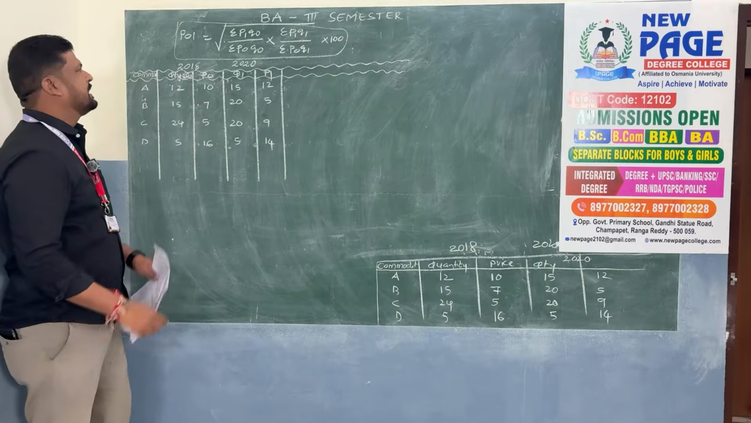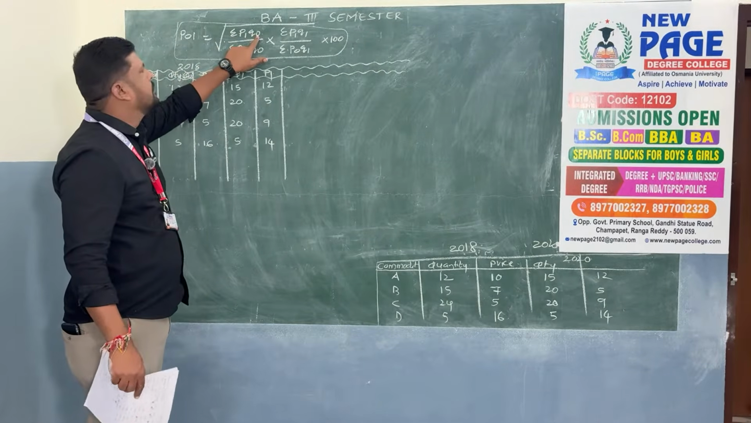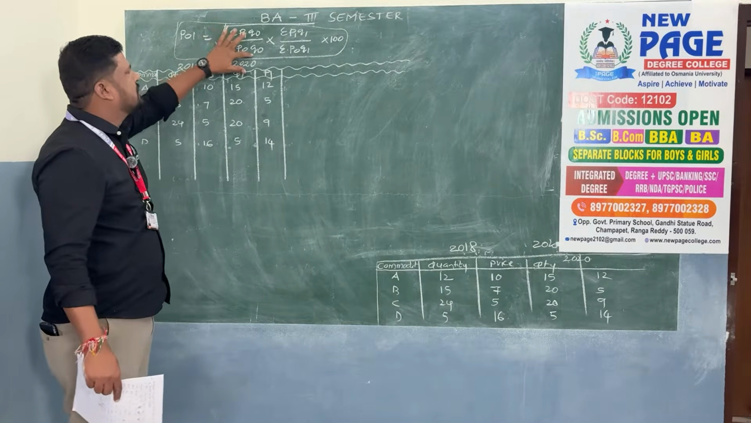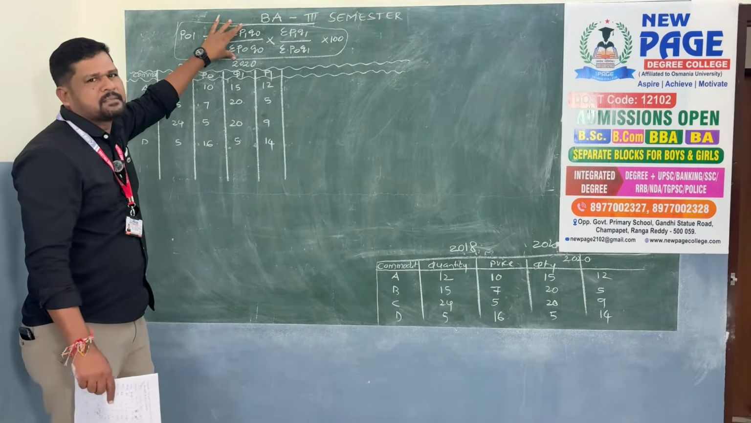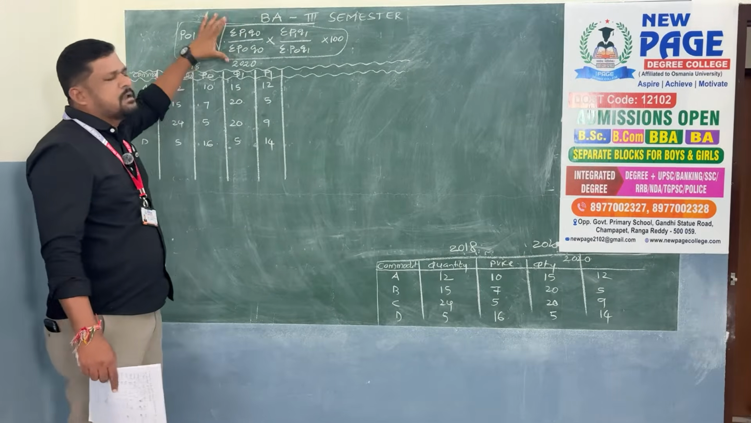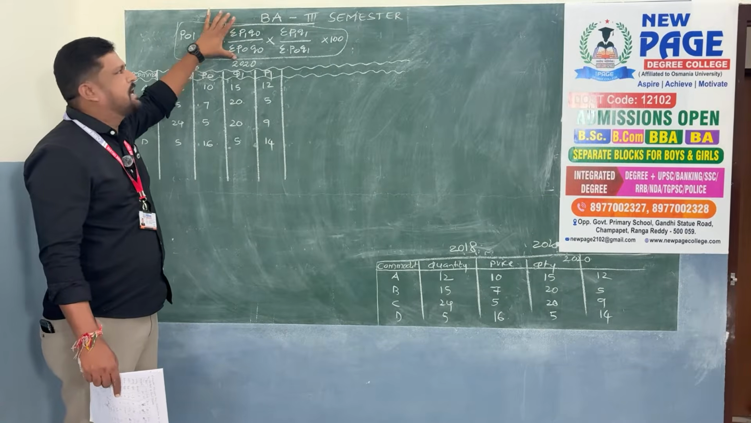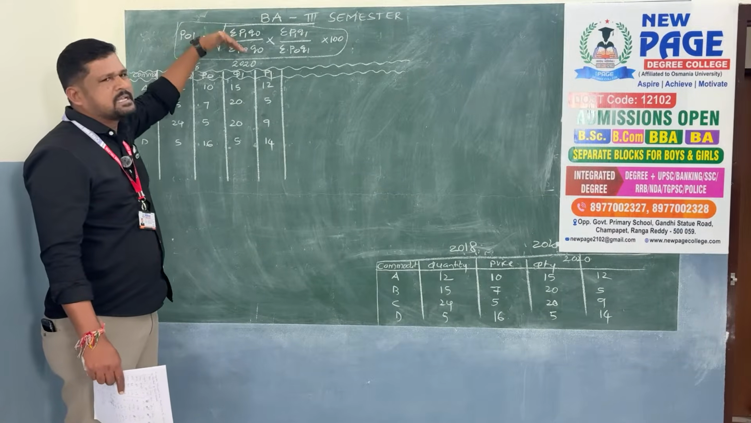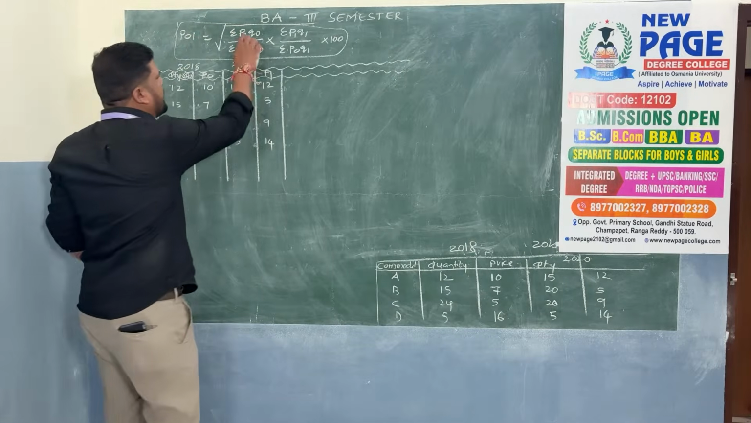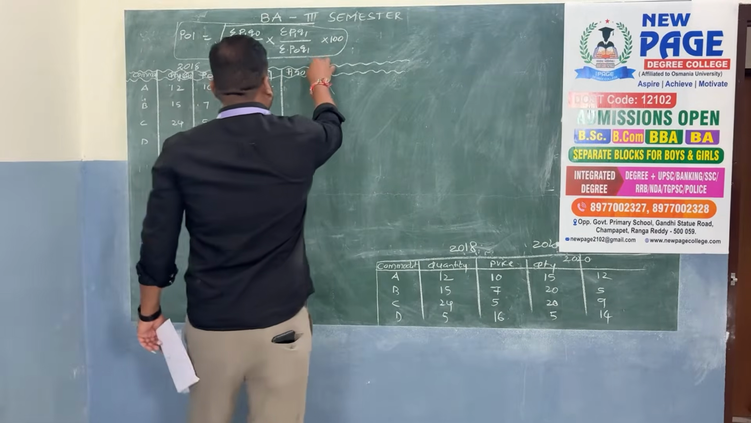So we have to find P1 Q0. P1 Q0 divided by P0 Q0 relates to the Laspeyres method. Fisher's ideal index number merges the Laspeyres and Paasche methods, a combination using the geometrical mean. So we have to find P1 into Q0.